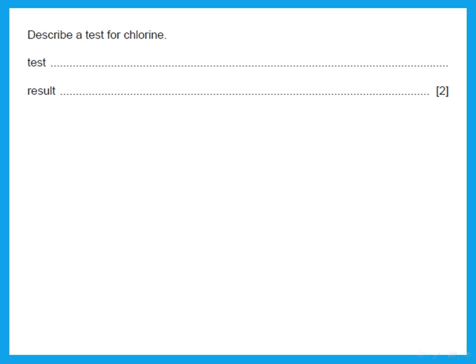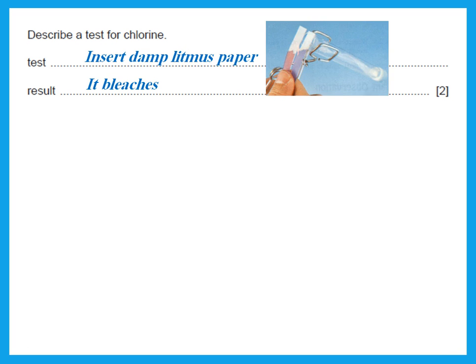What was test for chlorine? And remember that we have test for chlorine gas and test for chloride ion. What was the test for chlorine gas? Insert damp blue litmus paper, it bleaches. Remember when we test for gas, we have to use damp litmus paper. That means you should have water on the litmus paper, because litmus will not work unless there is water somewhere.